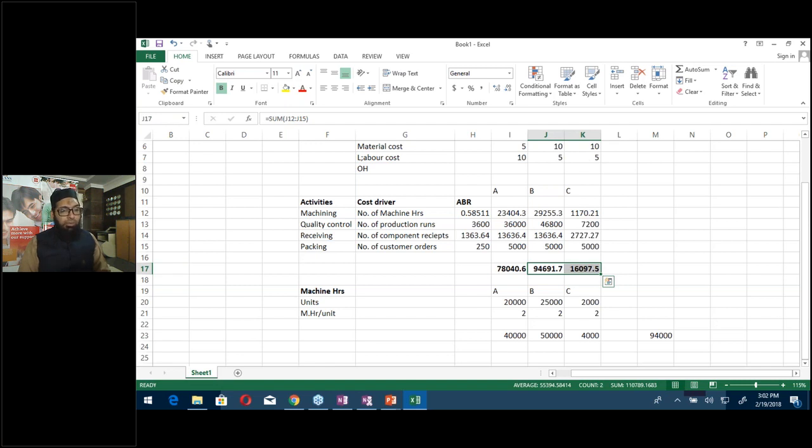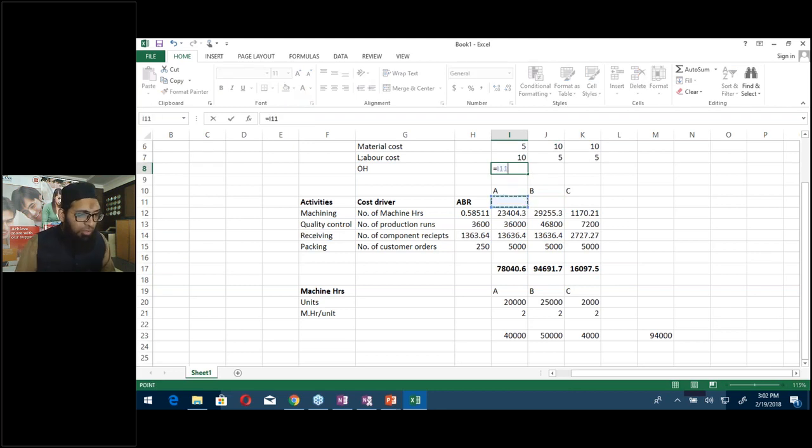But these are totals. We are required to calculate the per unit. So to calculate the per unit, it will be the total overheads divided by the number of units. And the number of units are 20,000 for A, 25,000 for B, and finally this will be, how much was it? 2,000 for C.